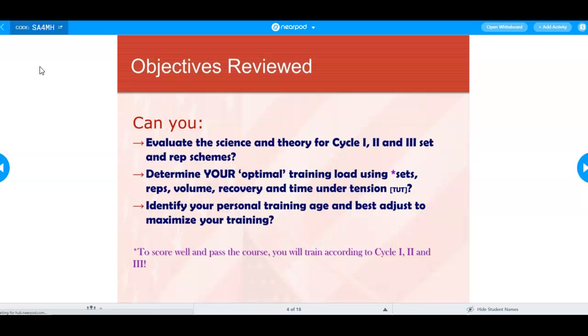But if you start doing a program and you switch after 3 days because you don't get the results that you want, no one gets results in 3 days, then you're never going to know what works best for you to optimize that. And then identify your personal training age and best adjust to maximize your training for that.